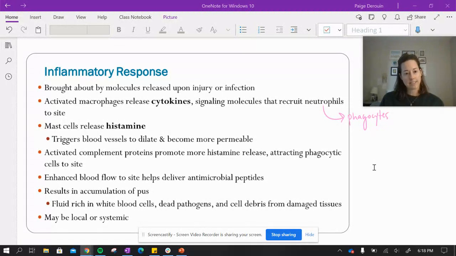And then also the last thing about this inflammatory response is that it could be local, which means a very small area, like let's say you had a splinter, that would be local, or it could be systemic, which can be really very dangerous to the point where it can even cause death, which would be septic shock. But all of this would be non-specific to the pathogen. It's just a general response to any injury or infection.